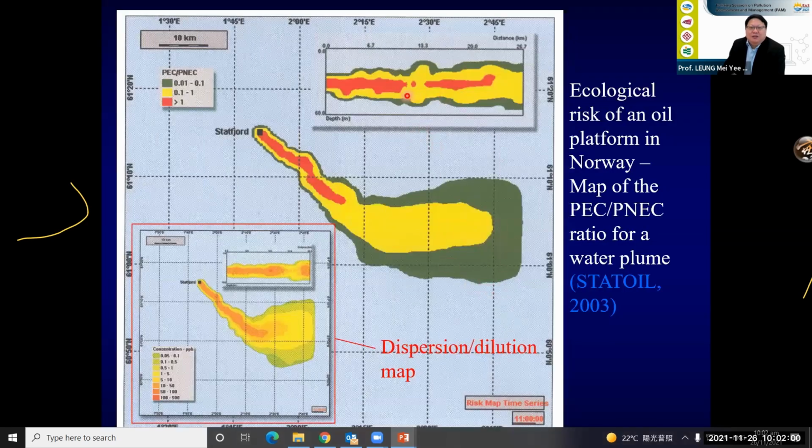We can apply this technology or approach on the oil drilling platform in Norway. We can have a real-time risk map, then we can see when the risk quotient is higher than 1, it is red in color, and then intermediate is yellow color, then we know which area suffers more risk, then we can implement different management measures.